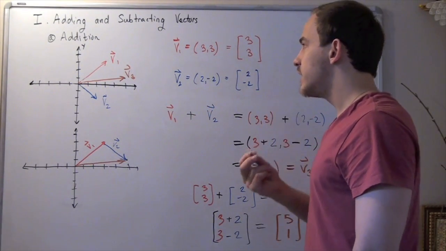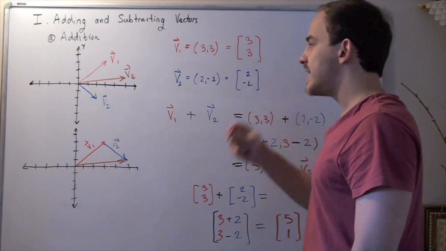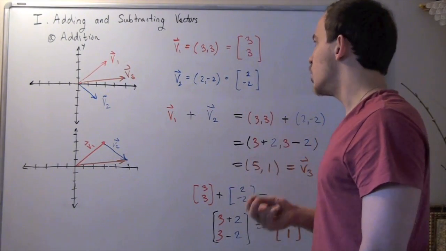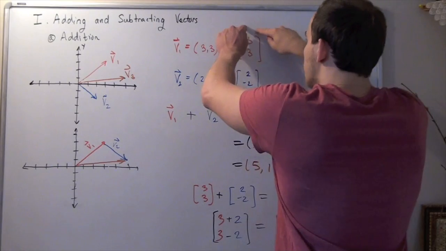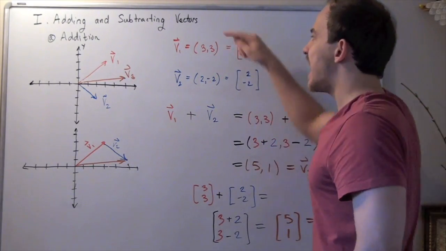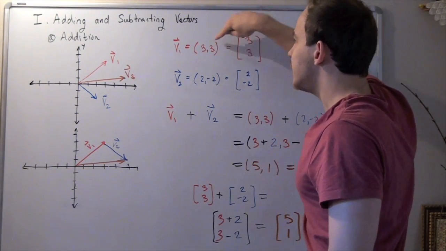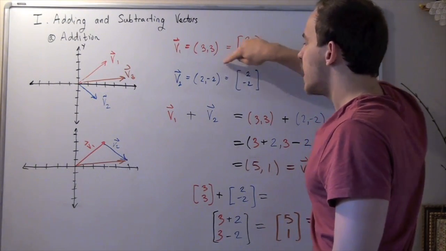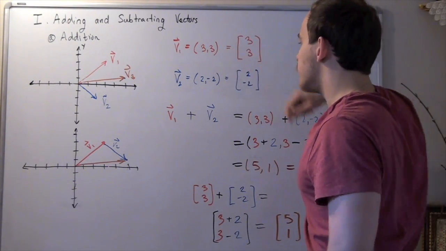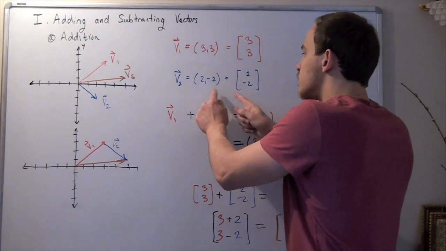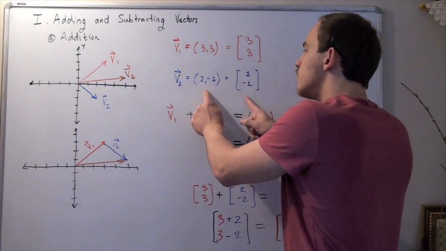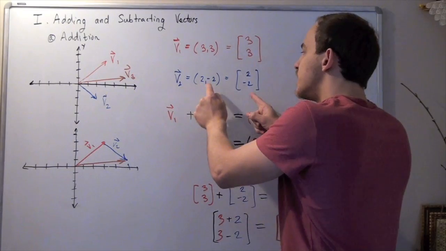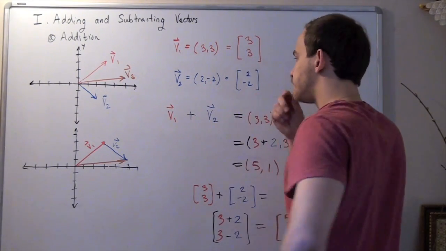Another way to represent these vectors is by using matrix notation, which simply means you put two brackets and you put the x-coordinate on top and the y-coordinate on the bottom. Likewise for the other vector, the x-coordinate goes on top and the y-coordinate goes on the bottom. These are simply two different ways of representing the same vector. They mean the same exact thing.